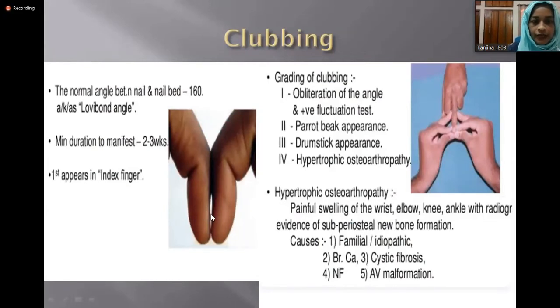It first appears in the index finger. Grading of clubbing is: first, obliteration of the angle between the nail and nail bed, then positive fluctuation test, then parrot beak appearance, then drumstick appearance, and lastly hypertrophic osteoarthropathy.